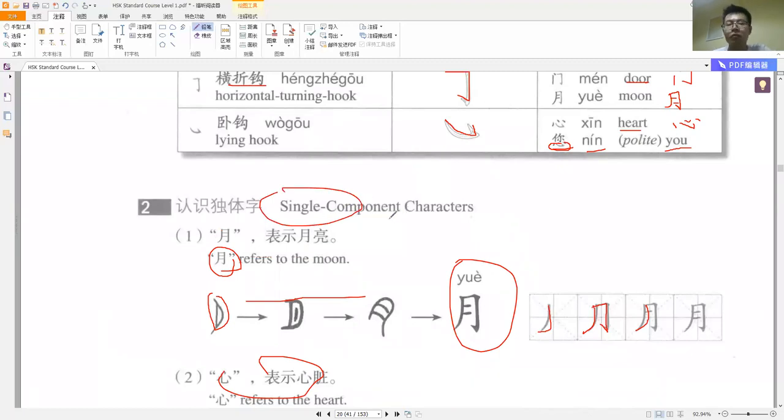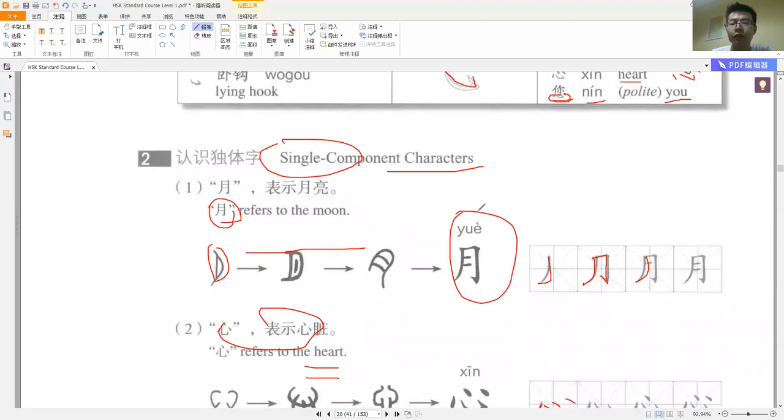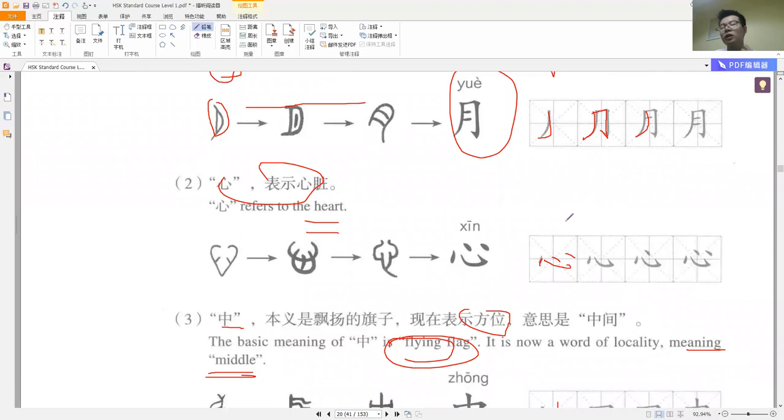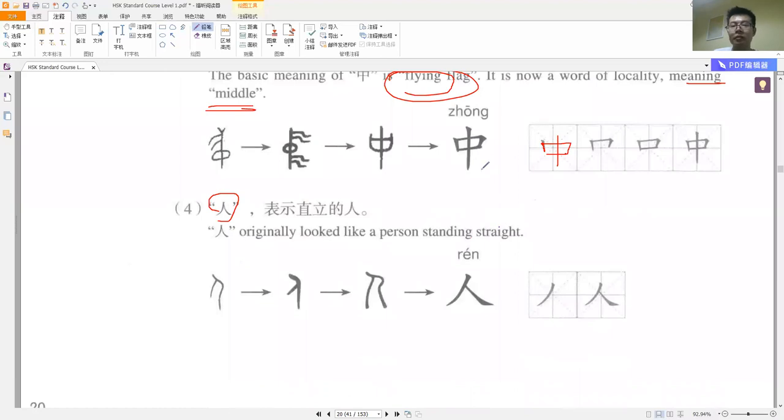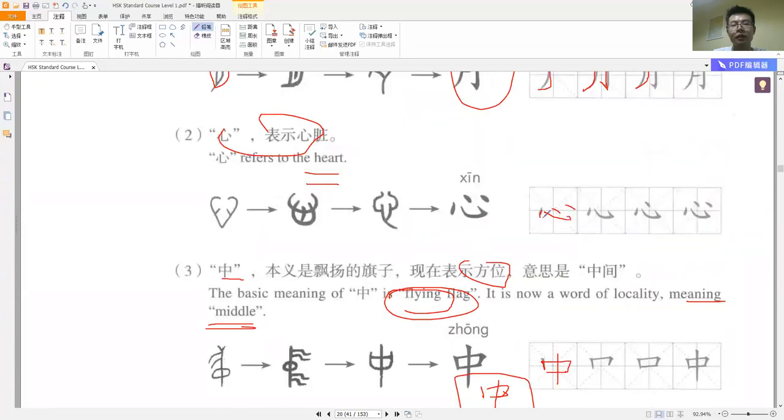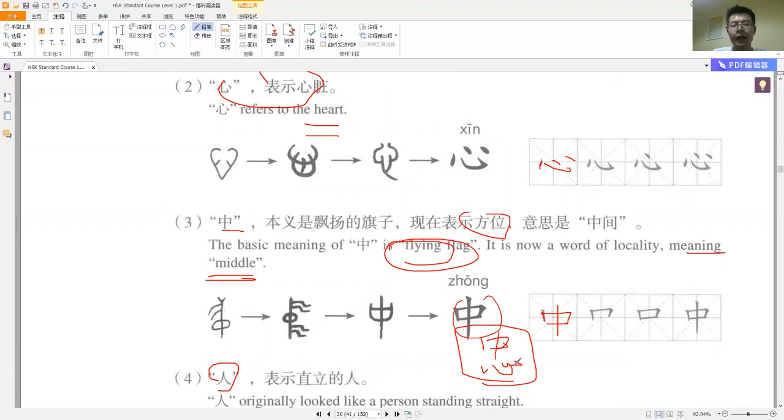The simple component is very, very important. For example, it will become radicals. Many components can make many Chinese characters. So first you should learn the simple component characters. It's very important. For example, 忠, zhong, loyalty. This Chinese character is made of 中, zhong, and 心, heart. Okay.